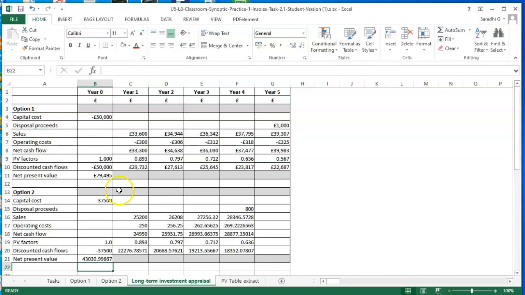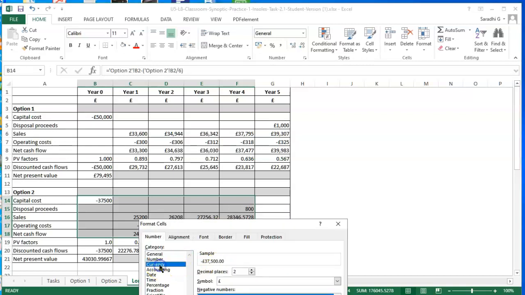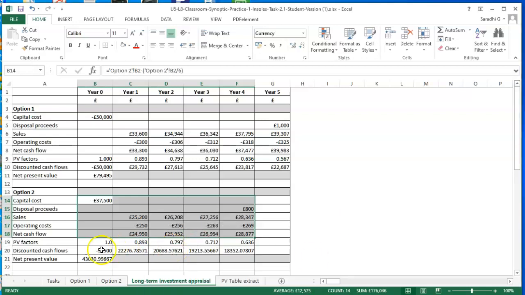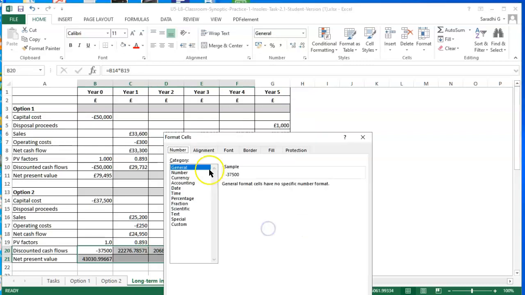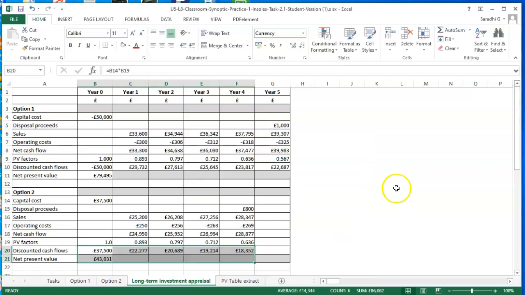Make sure you round up all the currency figures. So format cells, currency and no decimal places. Format cells, currency and no decimal places. Okay, so that's your net present value done.